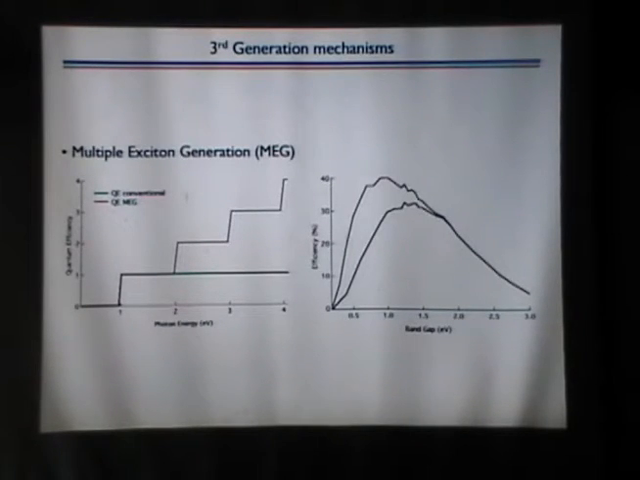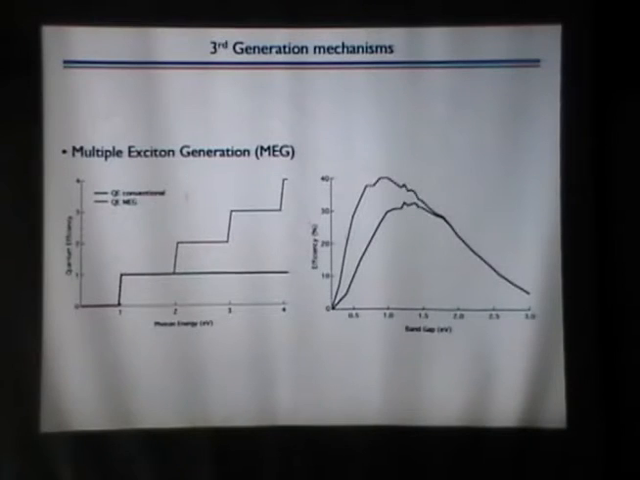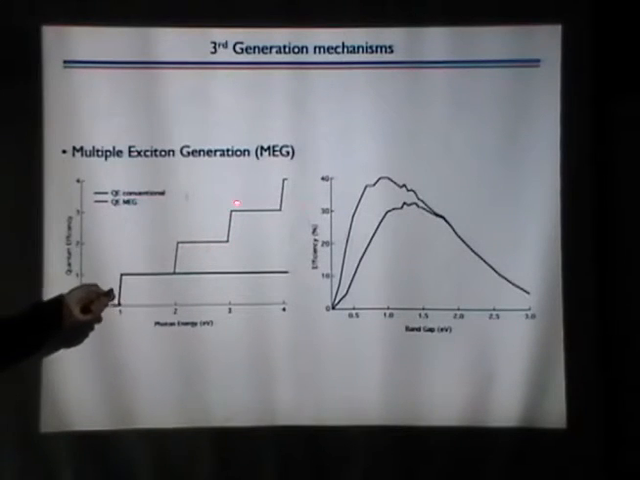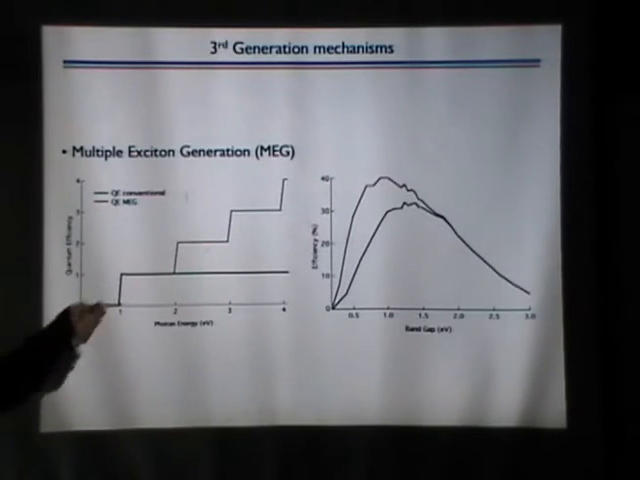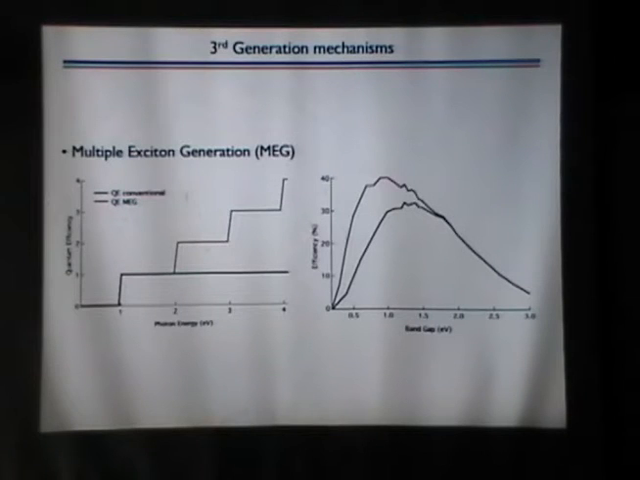So with multiple excitons, ideally for every multiple of the band gap, and this is assuming a 1 eV band gap system, when you go to twice the band gap, now you suddenly get 2 electrons. 3 times the band gap, you get 3 electrons. Right? This would be the ideal staircase for MEG.